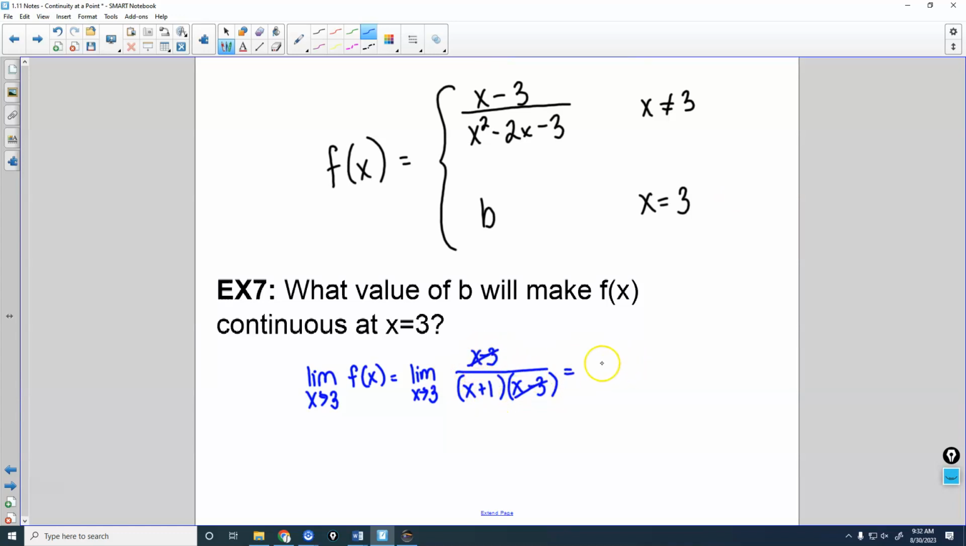I could plug in my 3. Remember, you'll have a placeholder 1 in the top since everything canceled out there. I'll get 1 over 3 plus 1, which will be 1/4. Whenever you're doing a limit, this is the y value that you're getting out. So you have a hole at 1/4, because that is the place where you have a hole at 3. 1/4 is the y value that you would get. So b should equal 1/4.